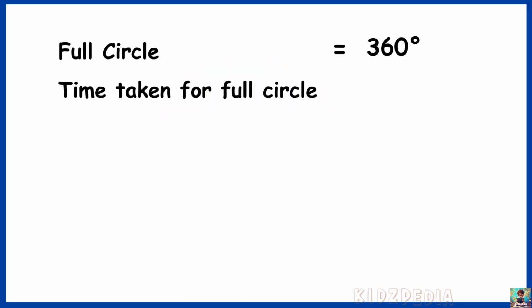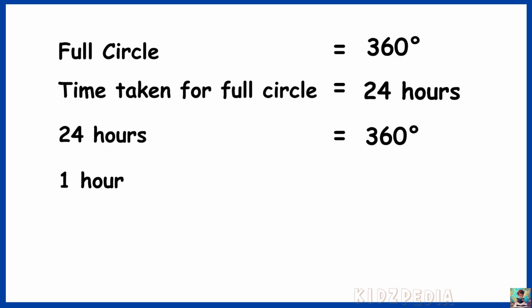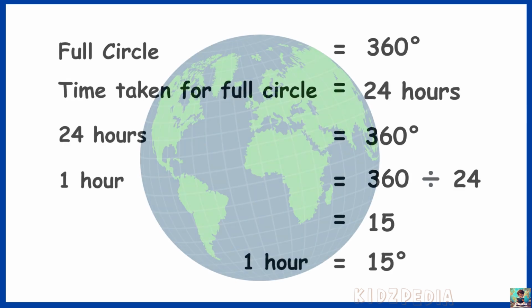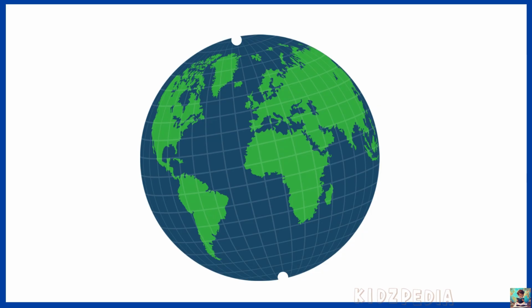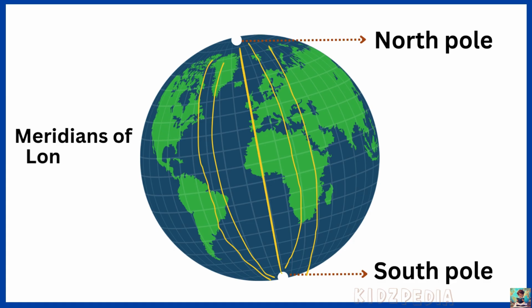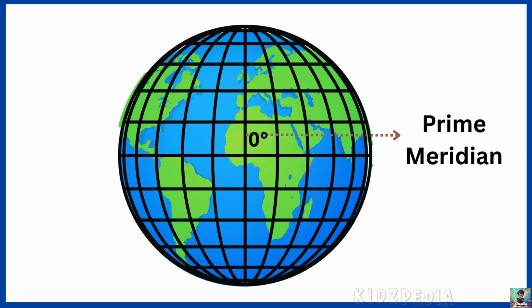Since Earth turns 360 degrees in 24 hours, to calculate how much it turns in 1 hour, we divide 360 by 24, which is equal to 15. So, Earth turns 15 degrees every hour. That means for every 15 degrees, 1 hour passes. Now, on the globe, we draw lines from the North Pole to the South Pole called meridians of longitude. Let's start with the main one, that is the prime meridian at 0 degrees, which passes through Greenwich, England.